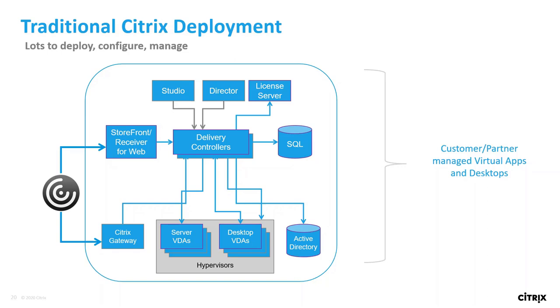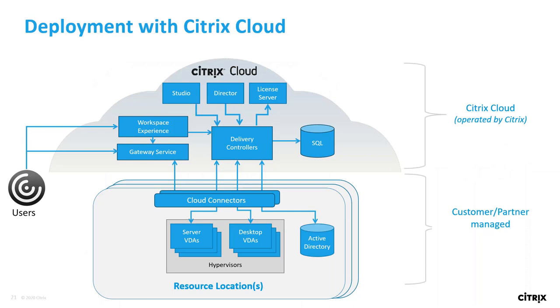And if you watch while I change the slide, now you can see that all of those top components, the infrastructure components, are now made available to you as a cloud service. So your delivery controllers, SQL database, storefront servers, gateway appliance, and license server are now installed, maintained, and upgraded by Citrix in an evergreen fashion where you always have the latest and greatest service, right? So you still bring your own Active Directory domain and you choose where to run your VDAs.